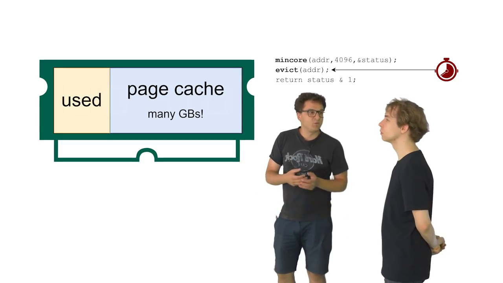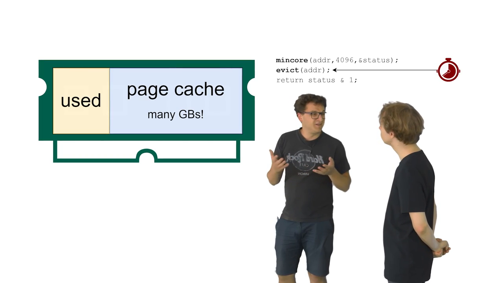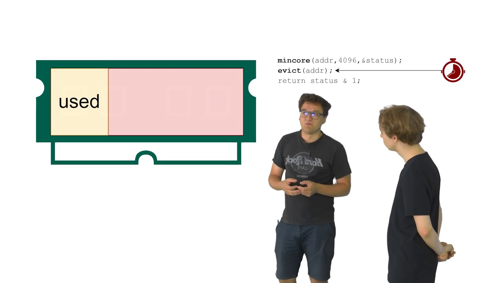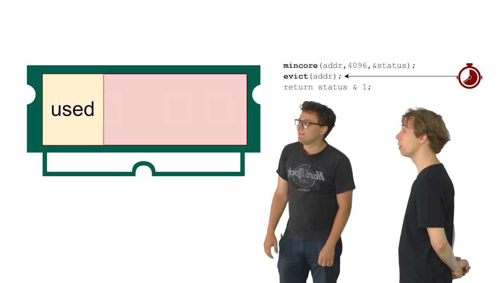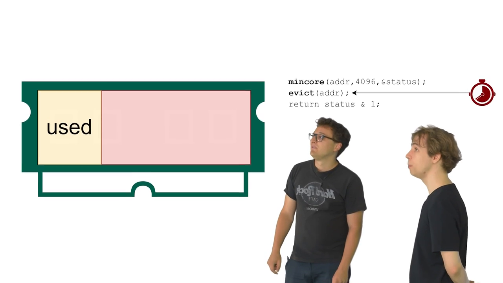The page cache is quite huge, so I have to evict a lot of memory, right? So probably almost the size of the RAM. So multiple gigabytes of memory. Multiple gigabytes. And that will be slow.